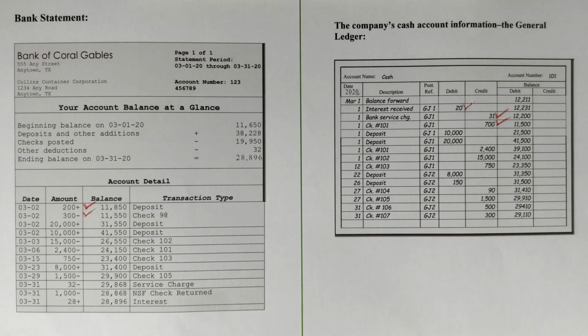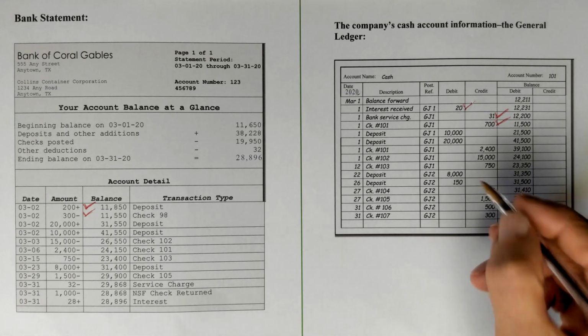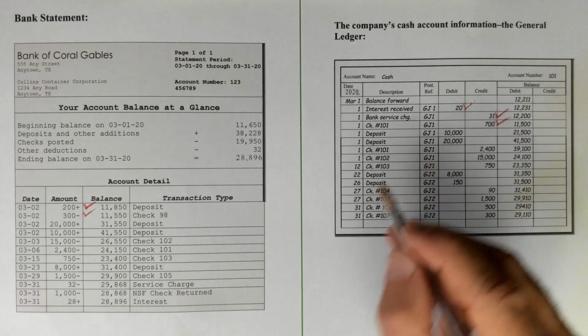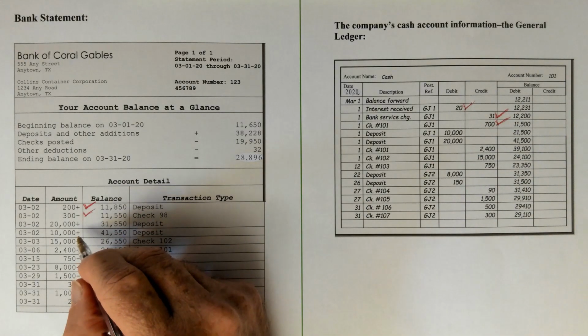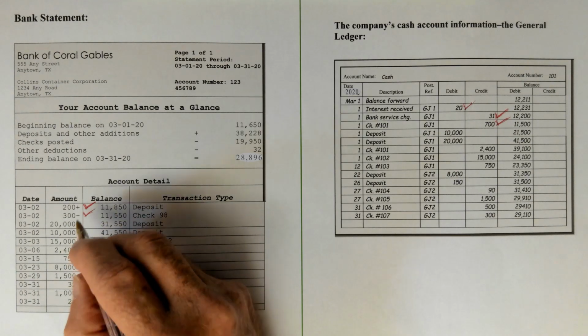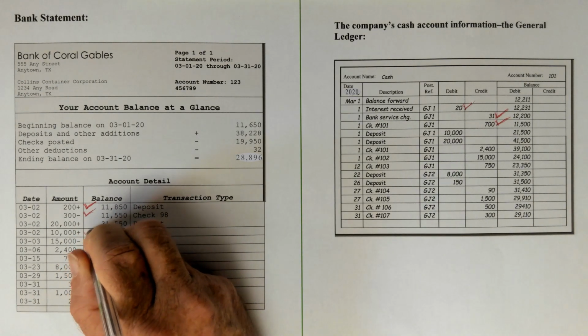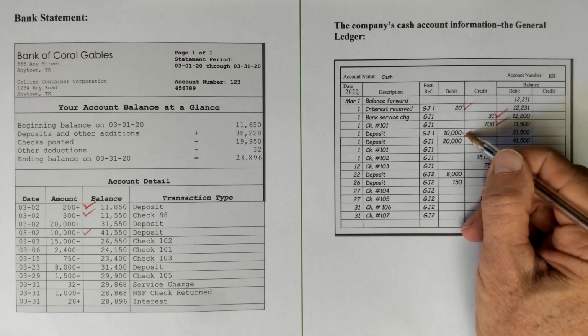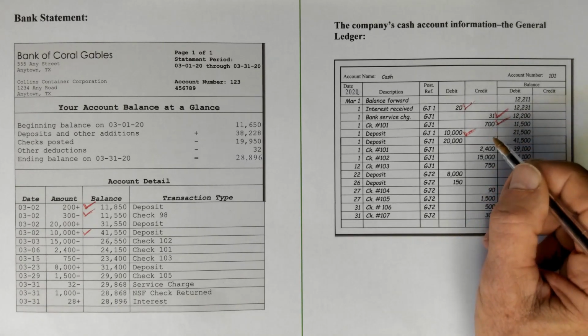So let's get going. We can start with either document. I'm going to go ahead and start with our company records. So we've got a deposit of $10,000 made on March 1st. We look over here. Where is the $10,000? There it is, right there. So we've got a deposit of $10,000. So let's check that one off and check it off over here. I want to make sure we don't forget to check it off in both places.